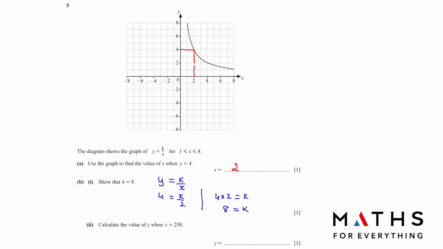We proved it. We want to find the value of y when x is equal to 250. This is B2. We know that y is equal to 8 over x. And now we want to find y when x is 250. So 8 divided by 250, y is equal to 0.032.